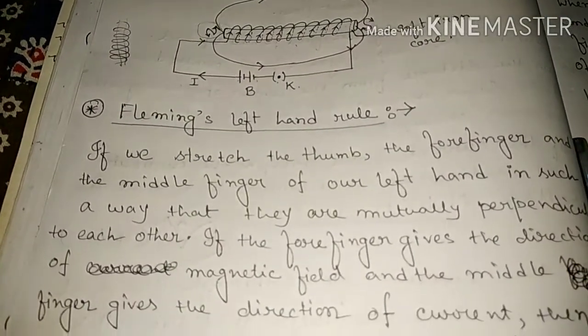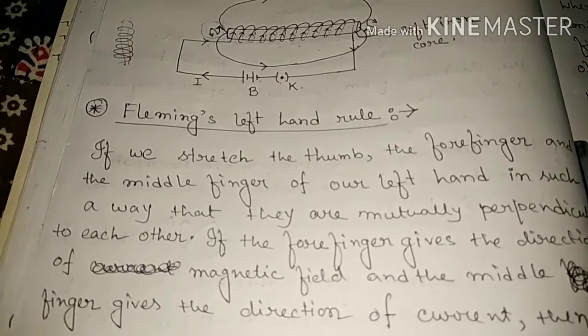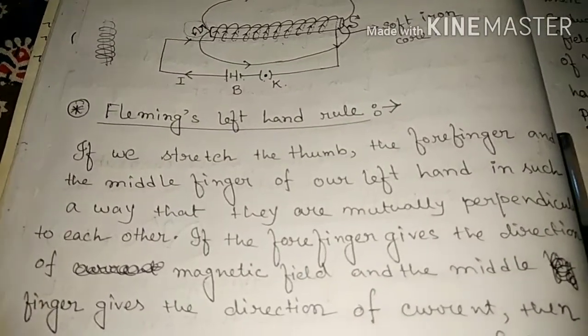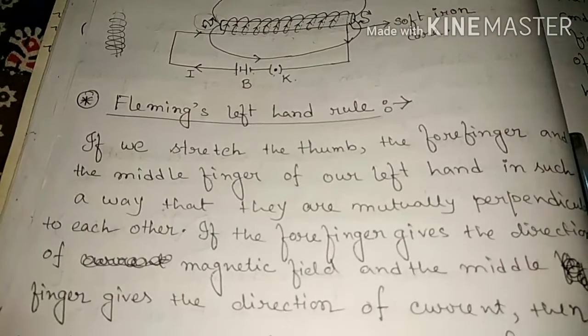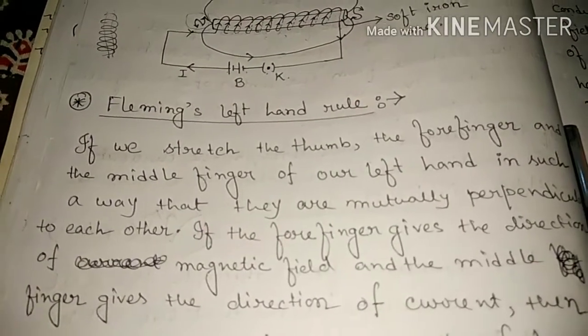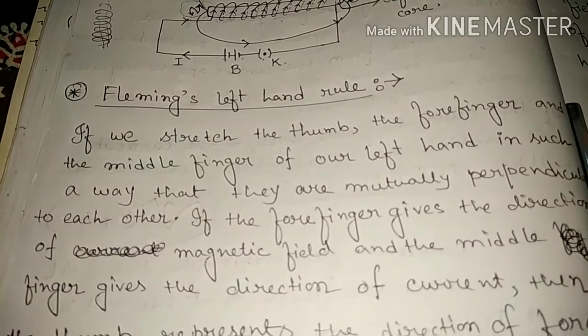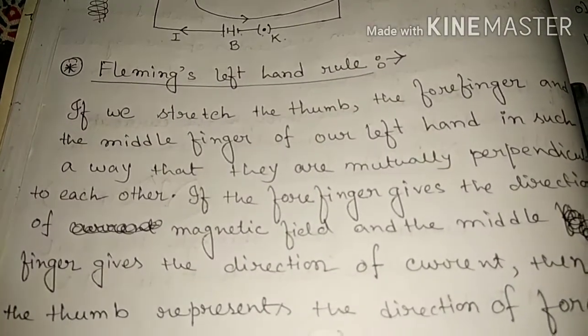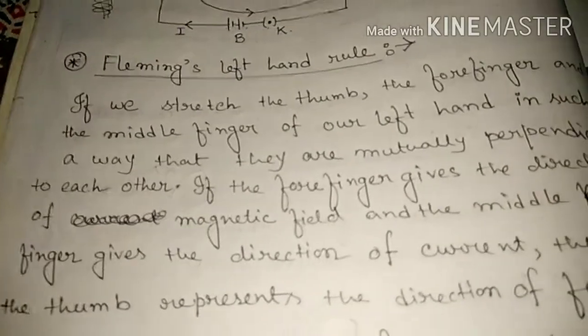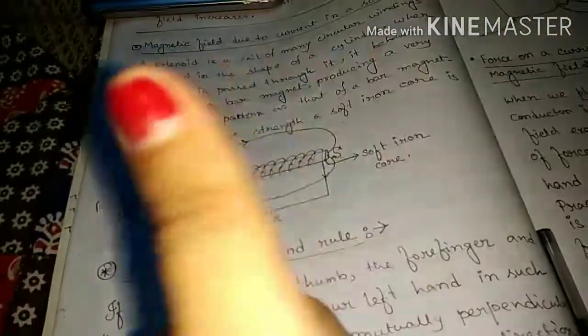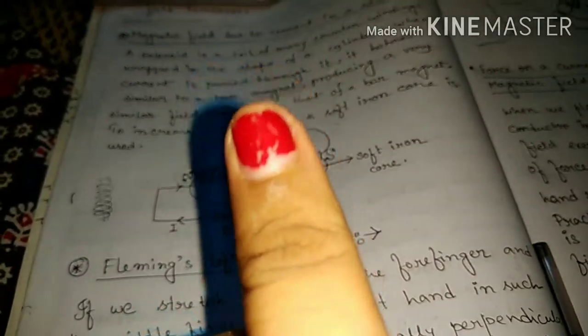Direction of force. Which kind of force? The force which is exerted by the magnetic field on the conducting substance or conducting wire or a conductor. So keep it in your mind that for the left hand rule, in the last line we use the thumb one. So this is force, this is magnetic field, this is current: F, B, C.